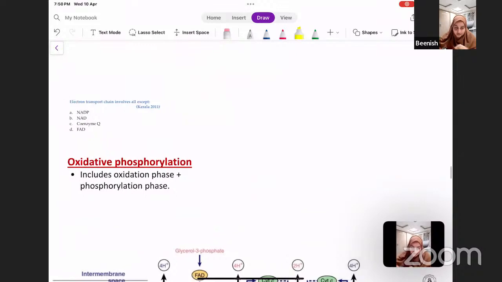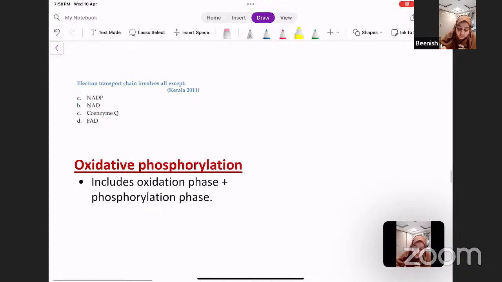Okay, let's take an MCQ. Electron transport chain involves all except: NADP, NAD, coenzyme Q, FAD. So we know that what is not involved? NADP is not involved. NADP is involved where? It is involved in reductive biosynthesis of steroid hormones and all that, fatty acid synthesis. Okay, you've studied in HMP.